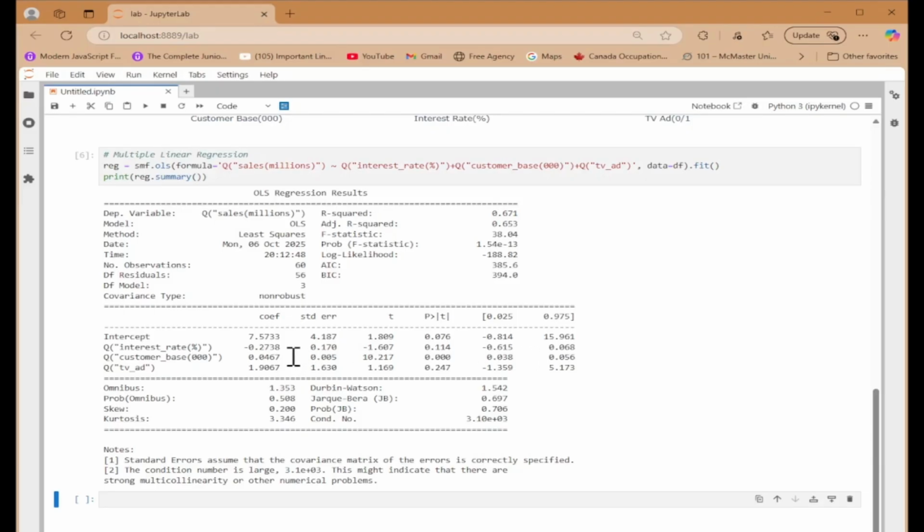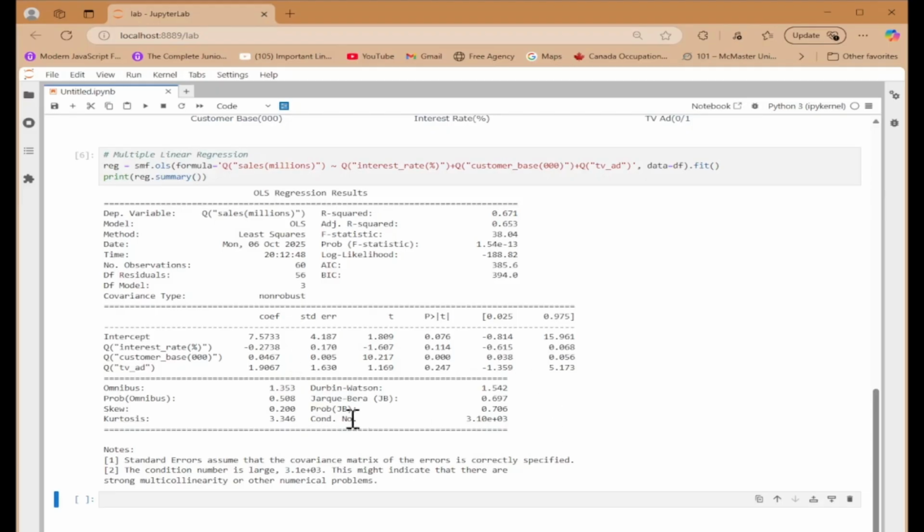And what we can say is, for every 100,000 increase in customer base, there will be an increase of $467,000 in sales. Similarly, TV ad is not significant, but the coefficient says that if the TV ad is present, then the sales will increase by 1.9 million. If no TV ad, then there is no 1.9 million increase in sales. Okay, so that is what we can say.